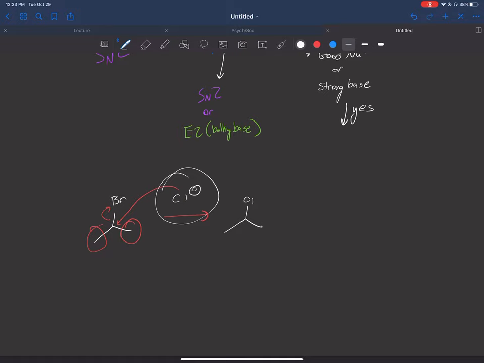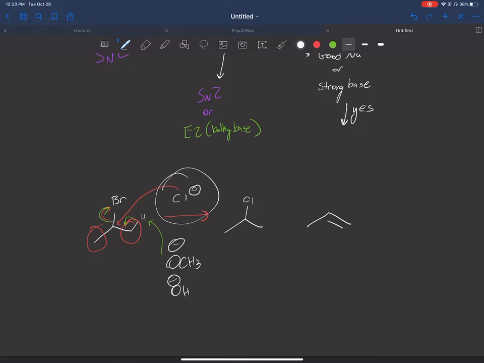So if you have a good nucleophile and it's a weak base, you can get SN2 on a secondary carbon. If you have a good nucleophile, but it is a good base, so something like OCH3 minus, OH minus, you are going to get E2, not SN2. So instead, what would happen is we'd grab an H. This would come down, kick the Br out, and now we'll get this product, the elimination product.